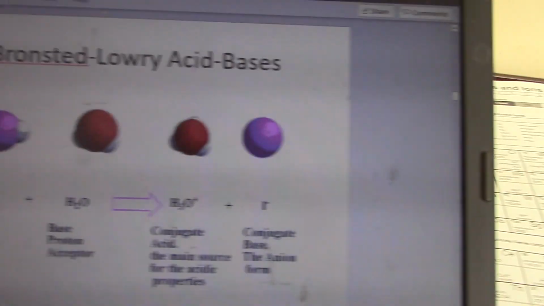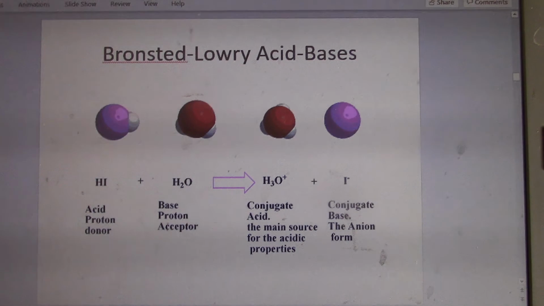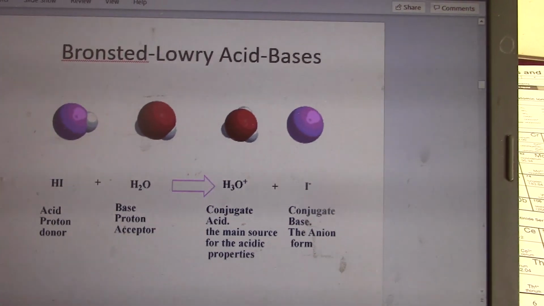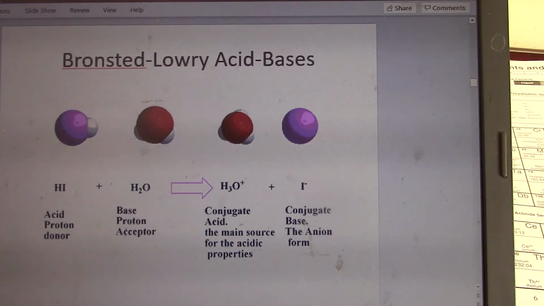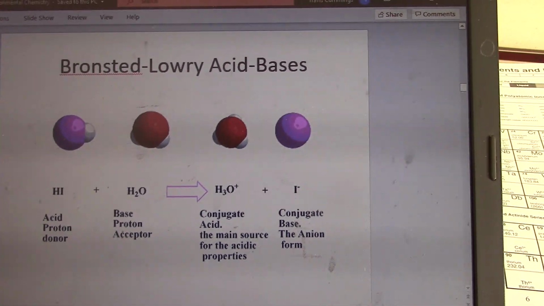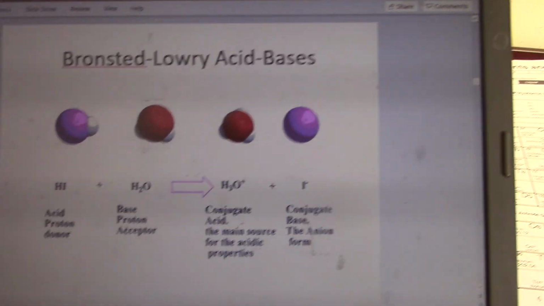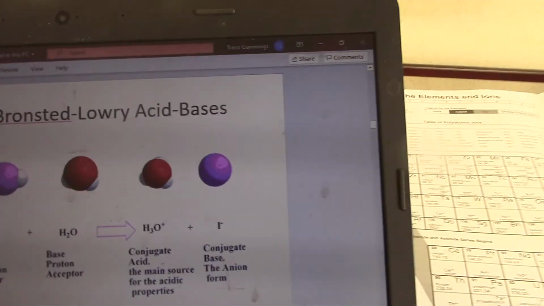Okay, so that's what we have. We have a proton donor and we have a proton acceptor. And when we look at Bronsted-Lowry acids and bases, this is hydroiodic acid. So you have the acid, the proton donor, and the base, the proton acceptor. In this case, it's water. What happens is the hydroiodic acid will donate a proton to the water and make hydronium. And the hydroiodic acid will have its conjugate base left over. So the conjugate acid is the charged hydronium, and the conjugate base is the leftover ion, and that's I negative. Okay?